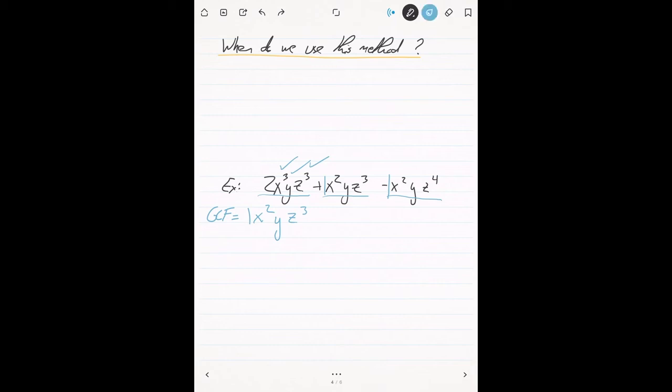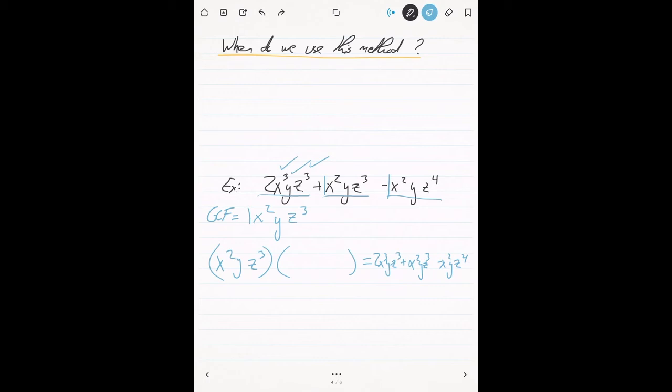Now let's actually go and factor out this GCF. We're saying x squared times y times z cubed. If we take this GCF and we multiply it by something, we're going to end up with the 2x cubed y z cubed plus the x squared y z cubed minus the x squared y z to the fourth. We can go ahead and start dividing all of this. So go ahead and divide for yourself all of these by x squared y z to the third and see what you get for your final answer.